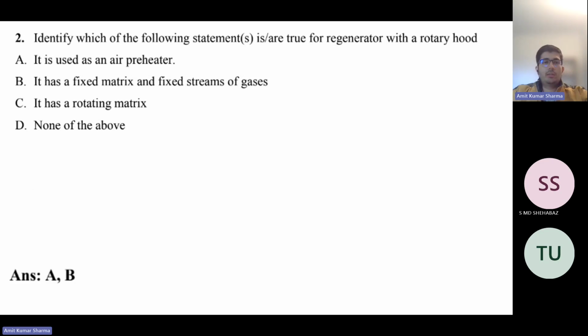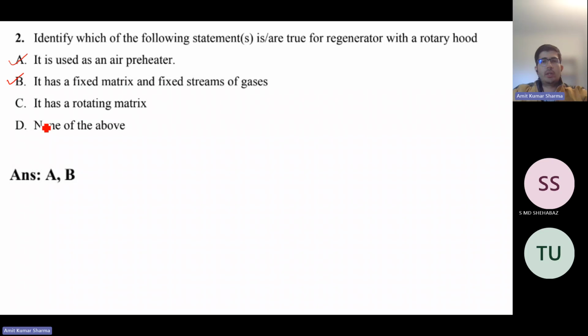So the correct answers are A and B. Basically, we use regenerators with a rotary hood for air preheating, because in the previous question we also saw that this type of regenerator is basically used for gas to gas. It is a very good heat exchanger for air preheating, because with the exhaust gas we can heat the incoming air for combustion purposes. So it is used as an air preheater, and it also has a fixed matrix and fixed streams of gases. Here the streams are fixed and the matrix is also fixed.